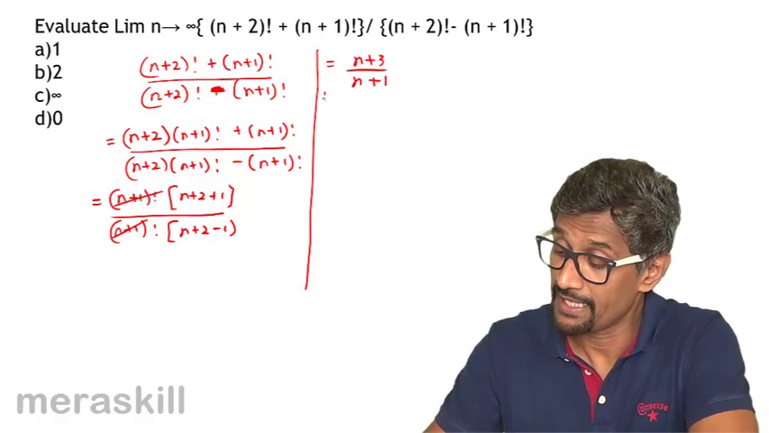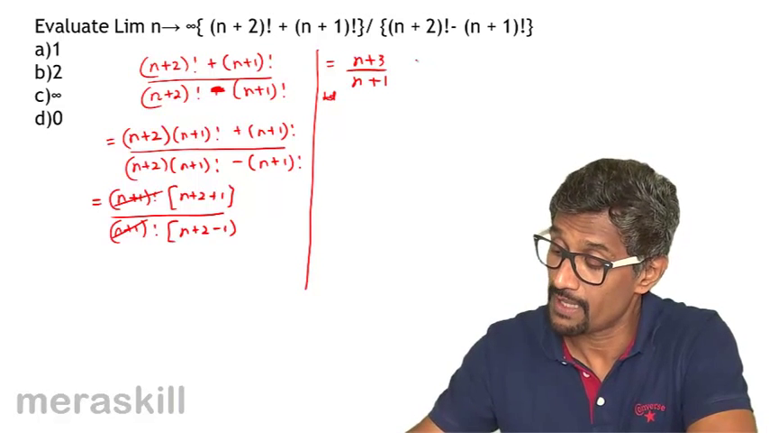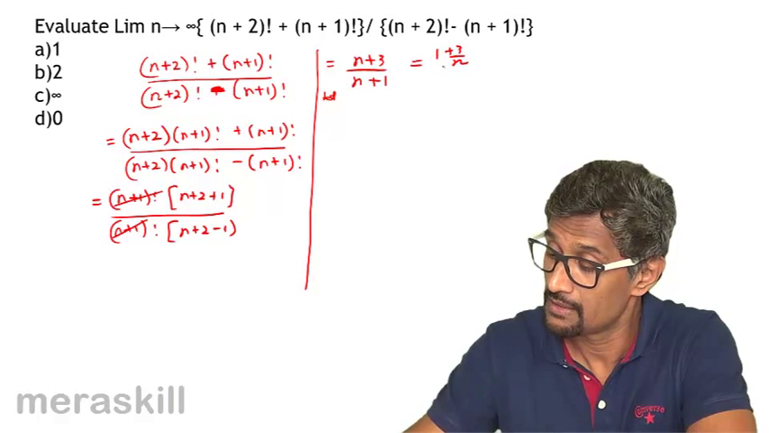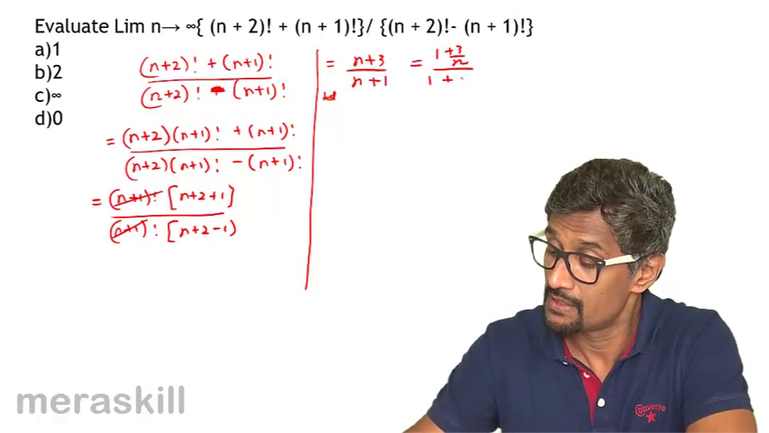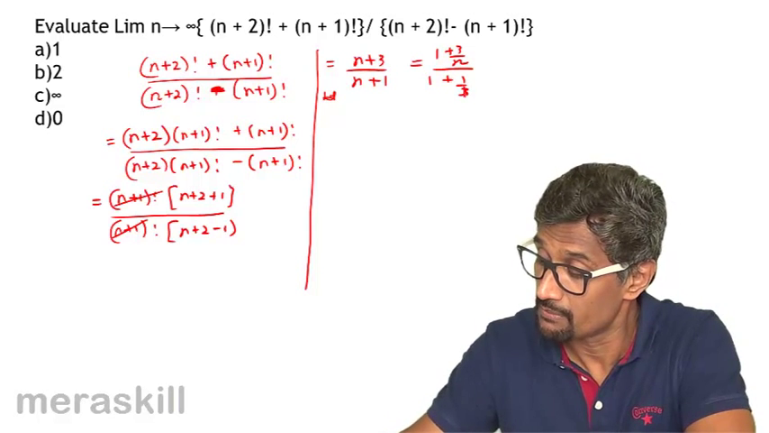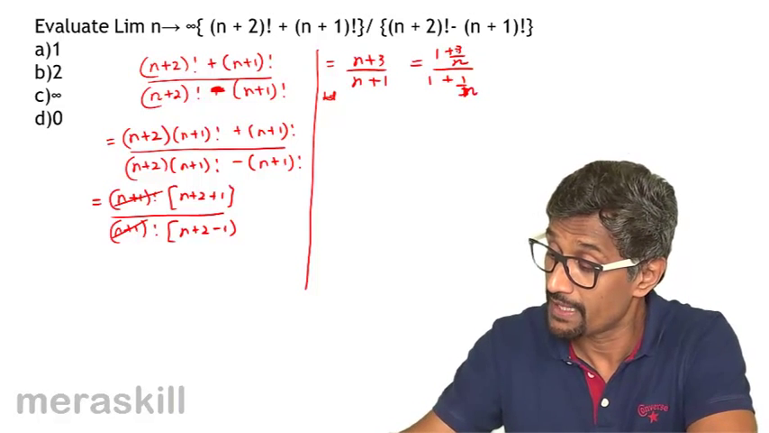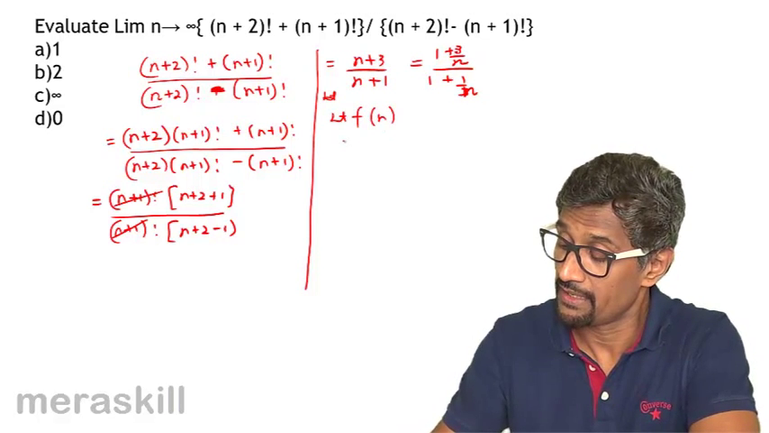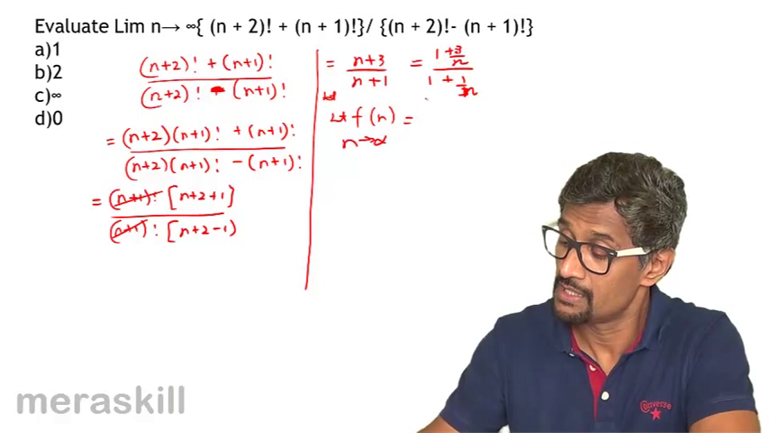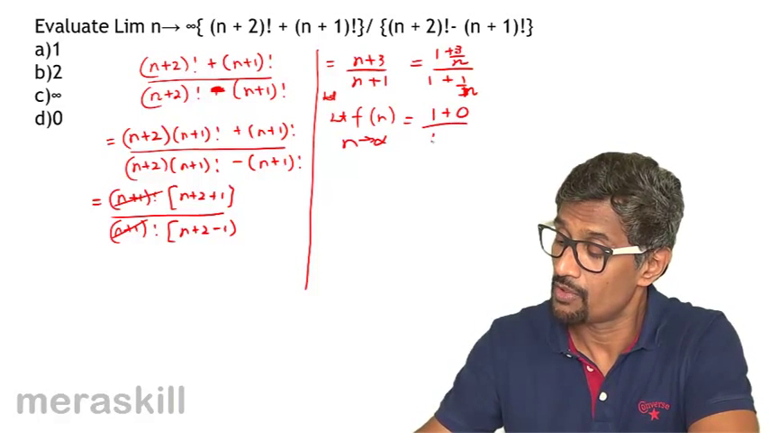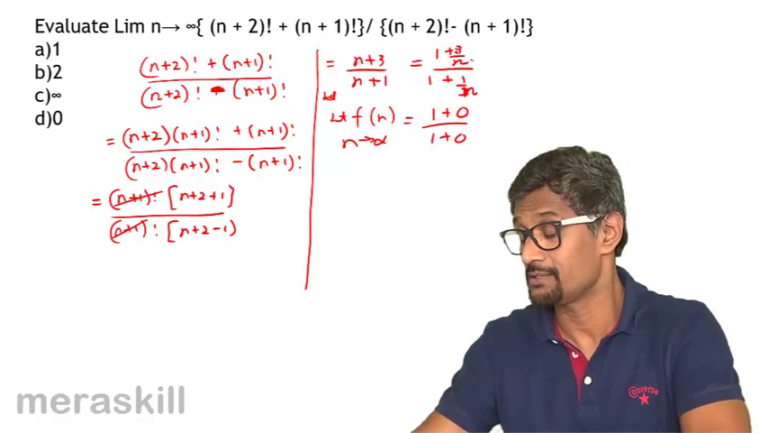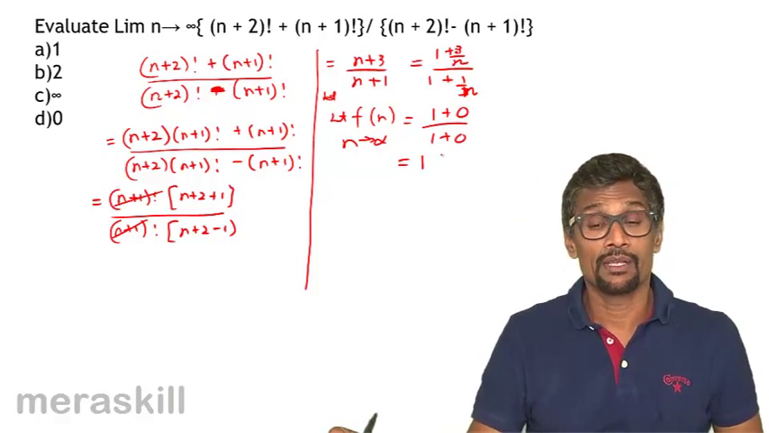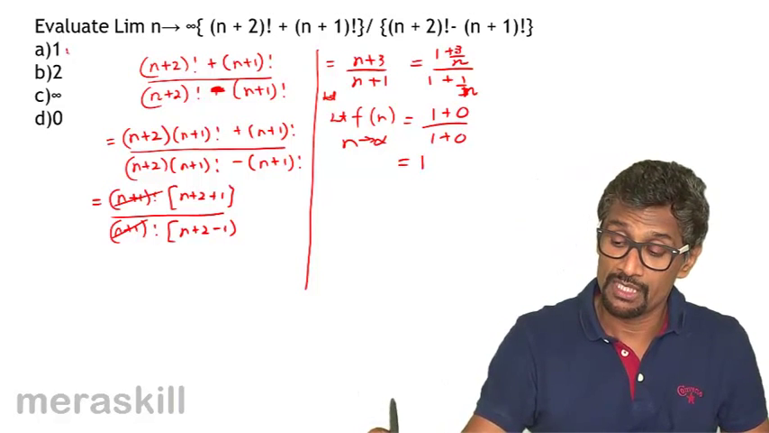Now we need to find the limit of this, so we need to divide by n, numerator and denominator. n by n is 1 plus 3 by n upon n by n 1 plus 1 by n. We need to find the value of this. So the limit of this function in n as n tends to infinity is 1 plus 0 upon 1 plus 0, because as n tends to infinity, 3 by n will tend to 0, which will turn out to be 1. So this particular limit is turning out to be 1.